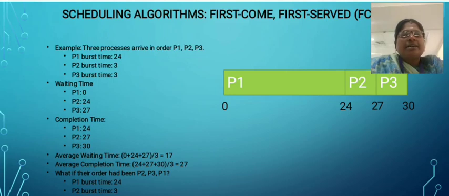So waiting time for P1 is 0, P2 24, P3 27. Completion time: first P1 24, P2 27 and then P3 30. So we can calculate average waiting time and then completion time. Average waiting time is 17 and then completion time is 27. So what if the order had been P2, P3 and then P1.